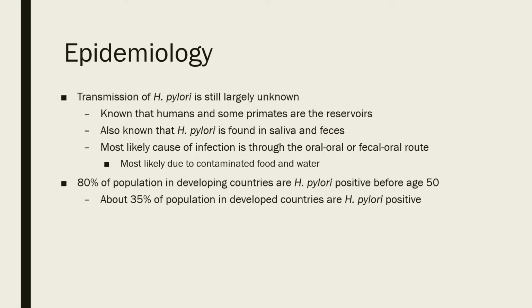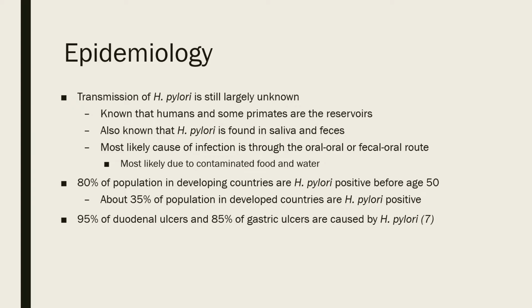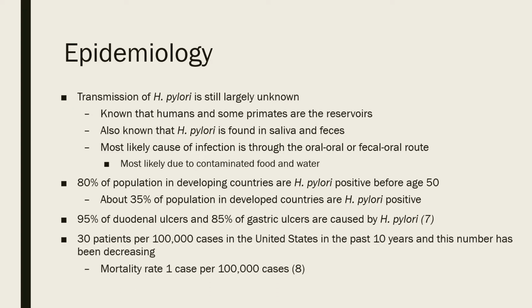80% of the population in developing countries are H. pylori positive before the age of 50, and this percentage is significantly decreased in developed countries to about 35% of the population being H. pylori positive. However, 95% of duodenal ulcers and 85% of gastric ulcers are caused by H. pylori. In the United States, about 30 patients per every 100,000 cases have come down with peptic ulcer disease due to H. pylori, and this number has significantly decreased in the past 10 years. The mortality rate is about 1 case per every 100,000 cases.